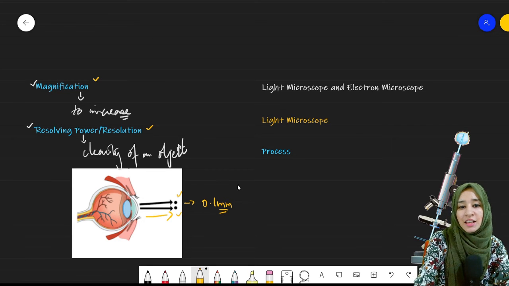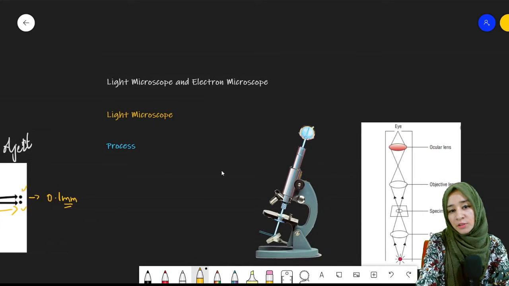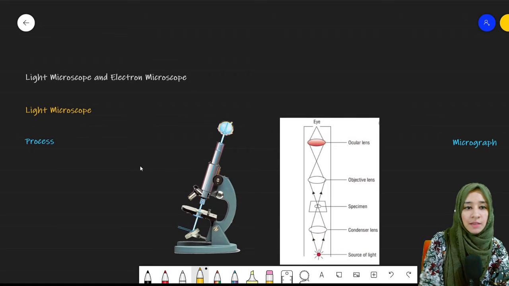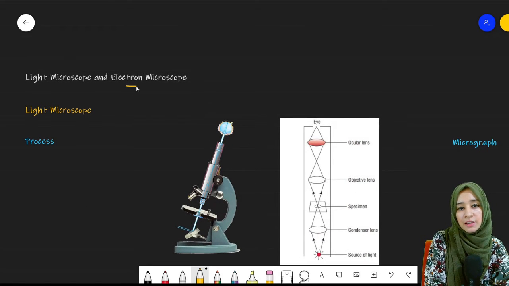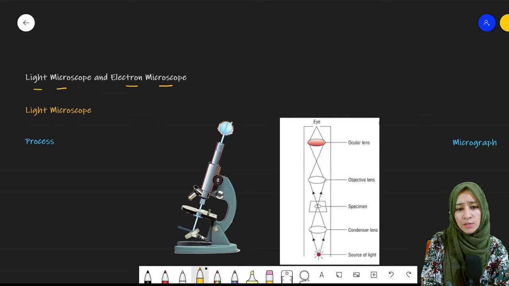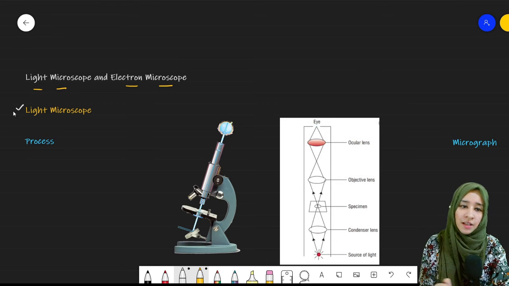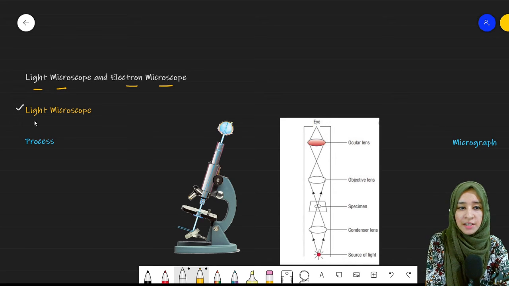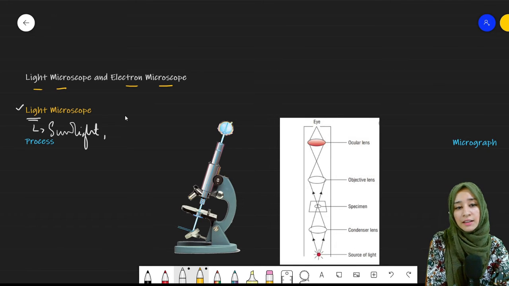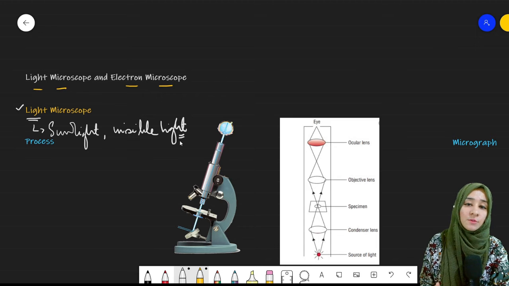Clear? So this brings us to the different types of microscope. The first type is the light microscope, and then there will be the electron microscope. We'll be discussing them one by one. First, we'll be discussing the light microscope. That is the simplest microscope, and as the name indicates, it requires a light. It can be sunlight, or basically a visible light that simply helps us to see or magnify an object.